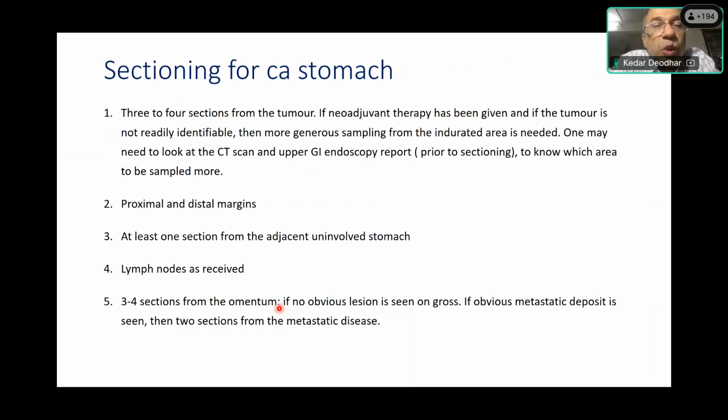So sections, usually we take 3 to 4 sections from the tumor. We take the margins, we take at least one section from the adjacent stomach, and we look at lymph nodes as received. Sometimes or often we will look at omentum, 3 to 4 sections from the omentum if the omentum is grossly normal. But if it's an obvious metastatic deposit, 2 sections from the metastatic deposit should be okay.